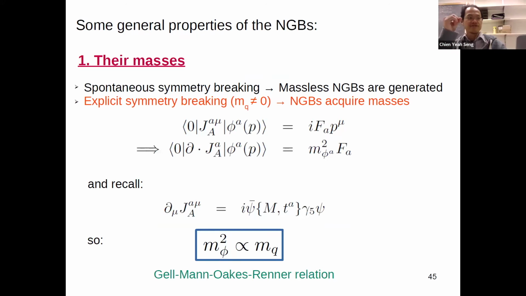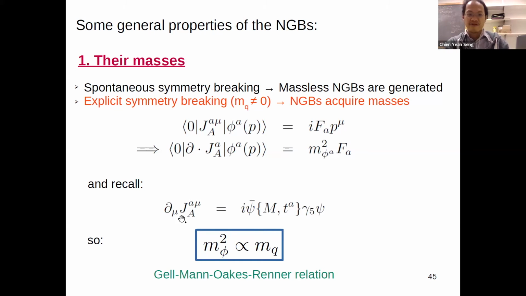Now, we have mentioned before that the spontaneously broken chiral symmetry generates the Nambu-Goldstone boson. And at the same time, the explicitly broken chiral symmetry, namely the non-zero quark mass, gives masses to the Nambu-Goldstone boson. So now, we have mentioned that the derivative of the axial current will give something proportional to the square of the Nambu-Goldstone boson mass.